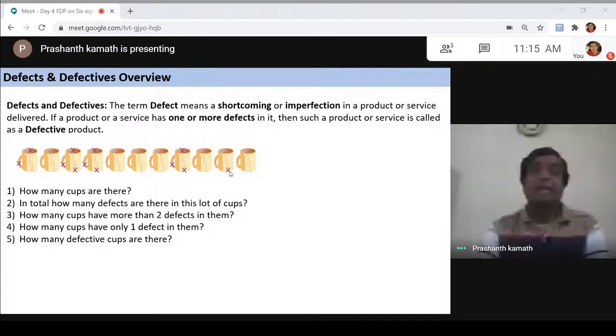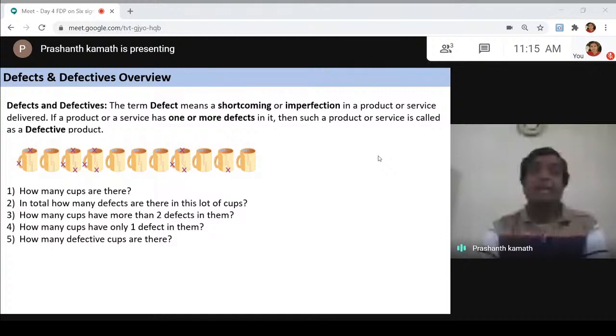So if somebody asks how many defects are there, you will count all the broken parts and say those are the defects. The next question is, how many cups have more than 2 defects? Different cups have defects in it. Some are very good to use, but there are few cups where there are more than 2 defects. It can be 3, 4, 5, 6, doesn't matter, but it's more than 2.